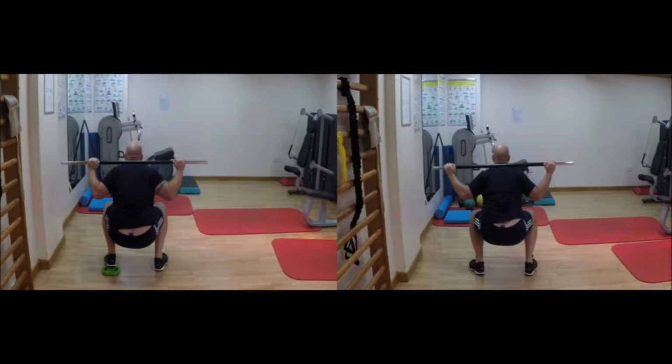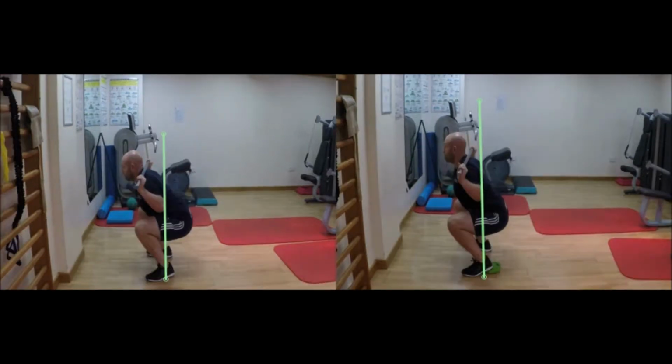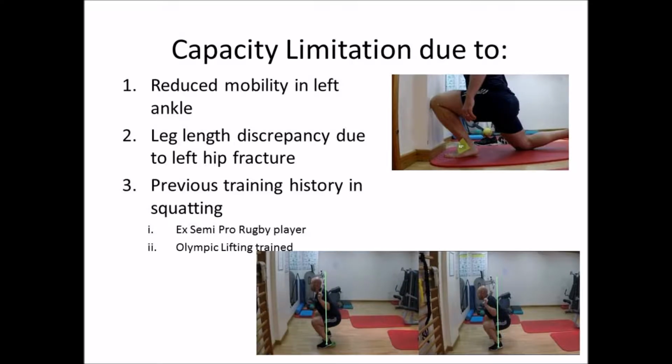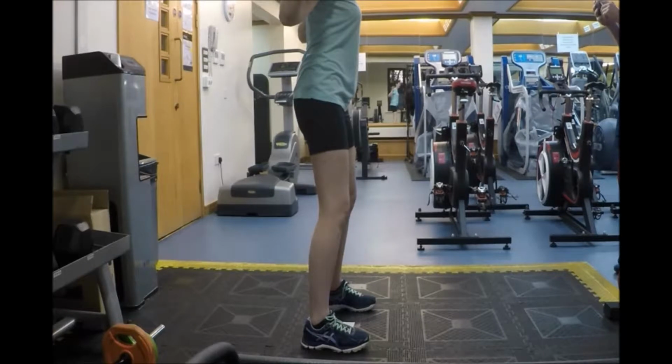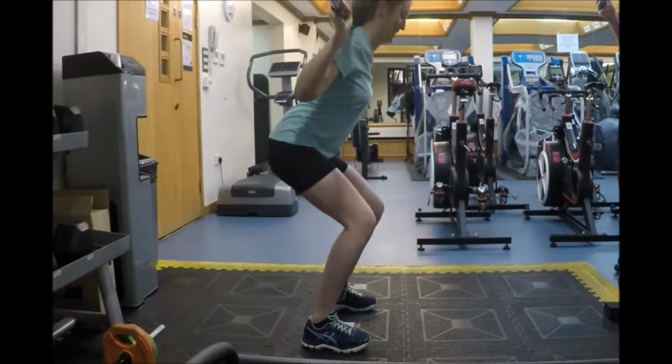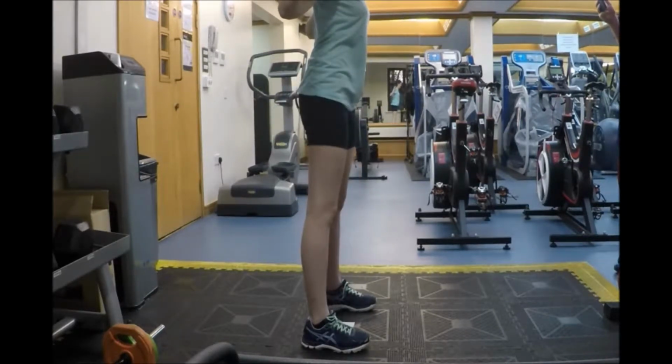Due to all these factors and his medical history, as well as his previous training history as a pro rugby player trained in Olympic lifting, I conclude that this is more of a capacity limitation than skill limitation. In contrast, the next athlete has never completed a squat with a bar, which makes me think about her skill level. In the analysis, I look at just the major technical faults.